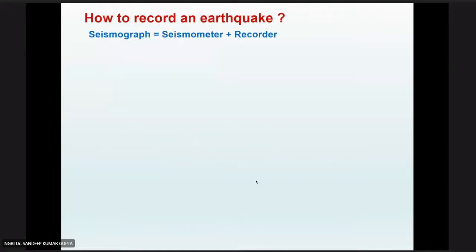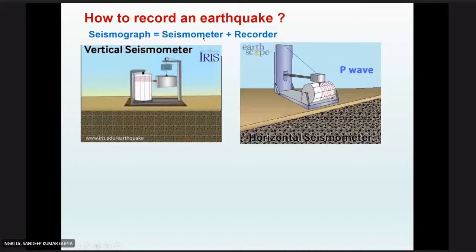Okay, so now once we know about the seismic waves, the question comes: how do we record them? How do we identify whether there is an earthquake or what is happening? For that we have an instrument called a seismograph, which is usually made up of a seismometer plus a recorder. The seismometer is the key factor, and it works on the principle of a pendulum.